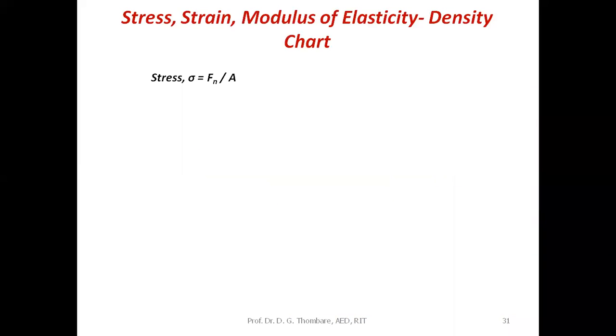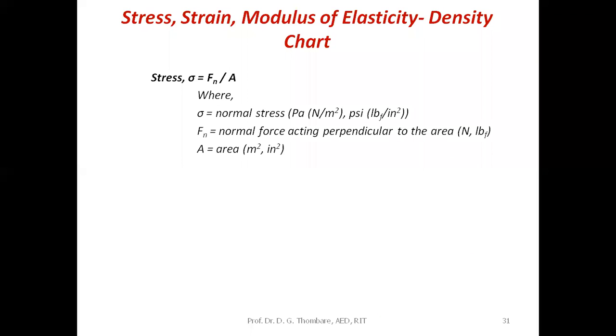Let us try to understand some of the terminologies related to the material. The first terminology is stress. Three terms are important while defining the capacity of the material: stress, strength, and the modulus of elasticity. Now, what exactly is stress? Stress is nothing but load divided by area. Here, F stands for the normal force acting, and A stands for area.